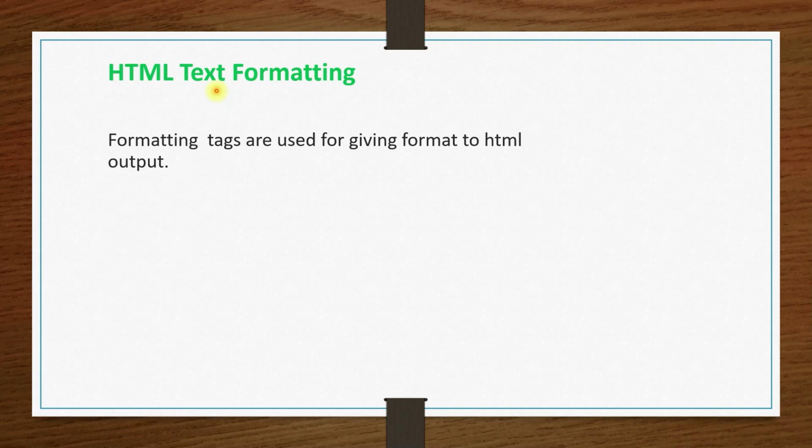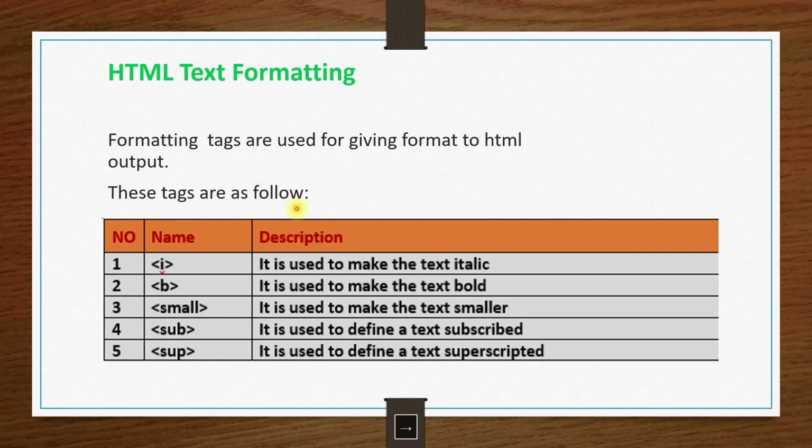Formatting tags are used for giving format to HTML output. Output means result. And these tags are as follows. Look, we have some tags for formatting: I tag, B tag, small tag, sub tag, sup tag. Look, I tag is taken from what? Italic. It means that whenever you put your text inside I tag, it causes your text style to change from normal to italic.